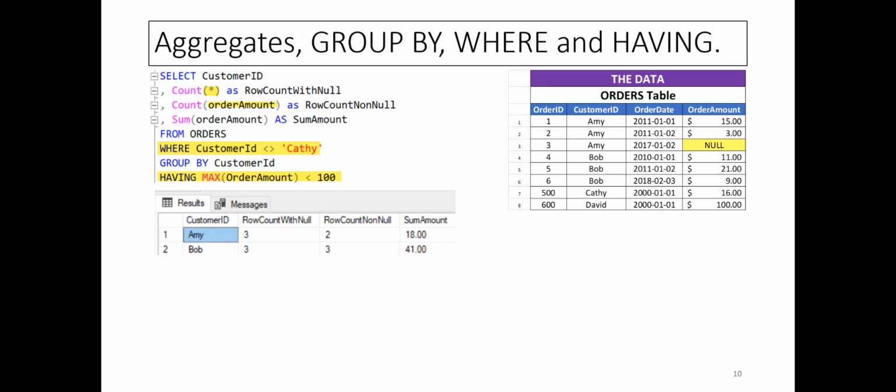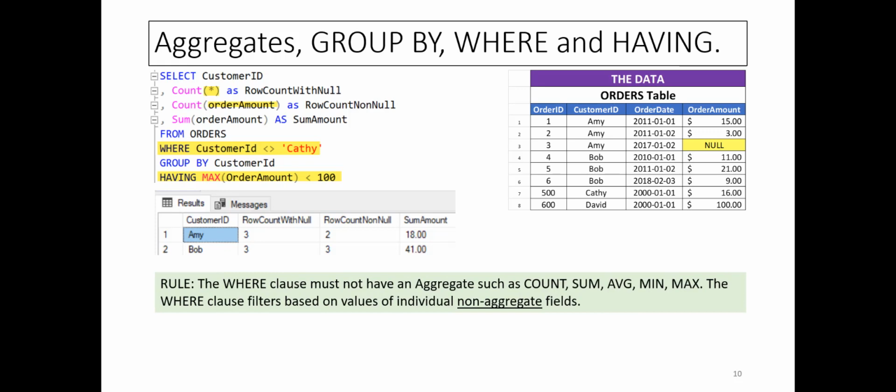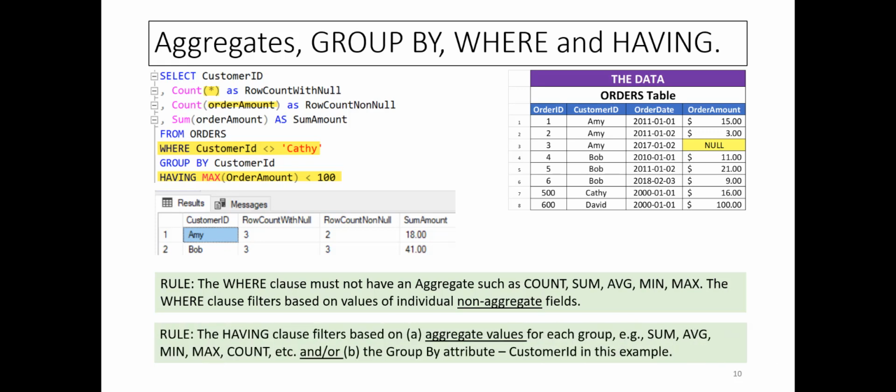2 rules to remember. 1. The where clause must not have an aggregate such as count, sum, average, min, or max. The where clause filters based on values of individual non-aggregate fields. And 2, the having clause filters based on A, aggregate values for each group, for example, sum, average, min, max, count, etc., and/or B, the group by attribute, which is customer ID in this example.